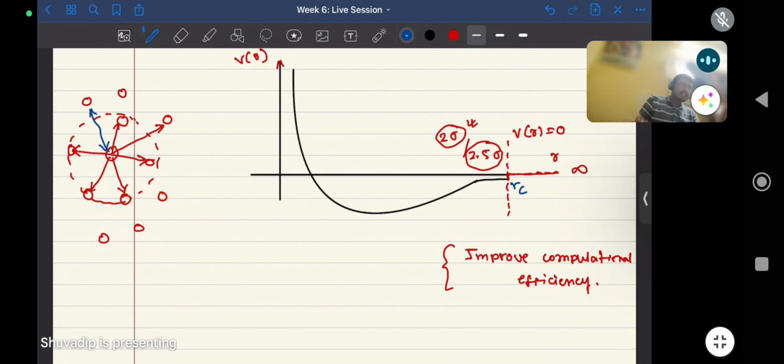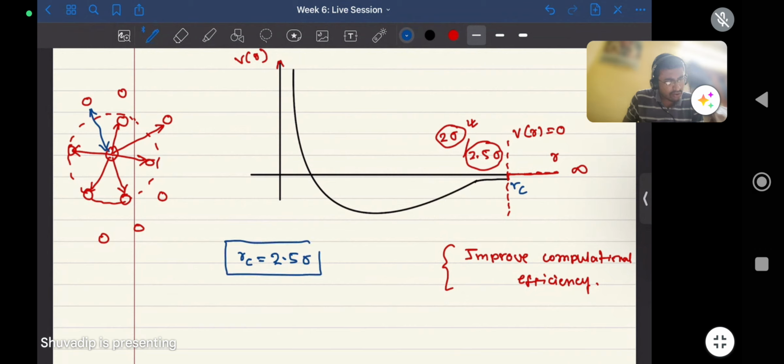In general, in polymer simulation, we fix RC as like 2.5 sigma, and this is a good choice and very common choice. But it is not very fixed. You can modulate it at your own choice, like RC is 3 sigma or 2 sigma. These are also possible choices. So 2.5 sigma is a popular choice. Right? Okay.